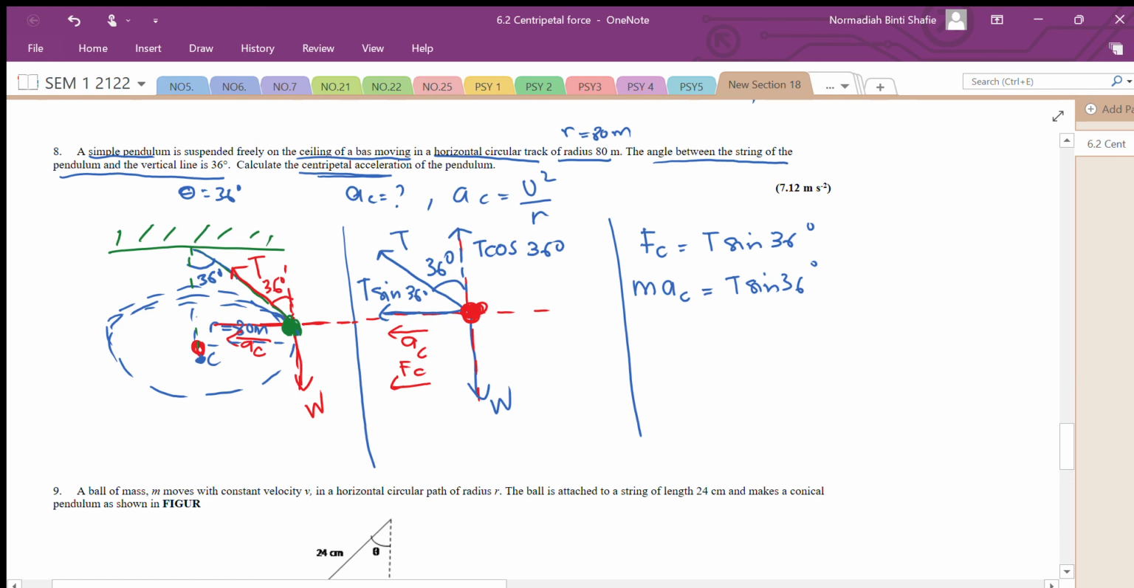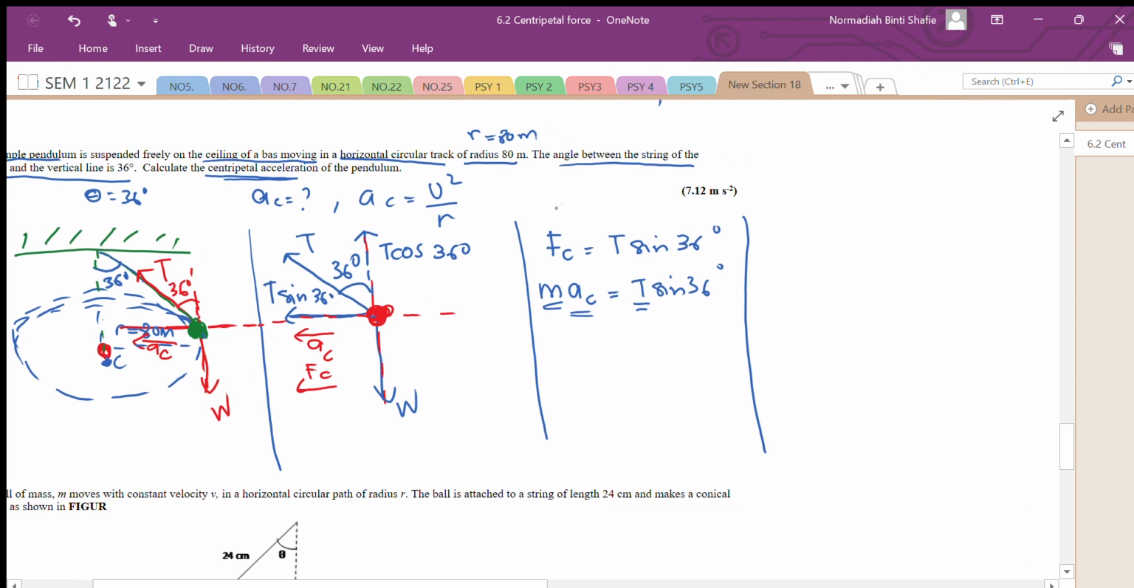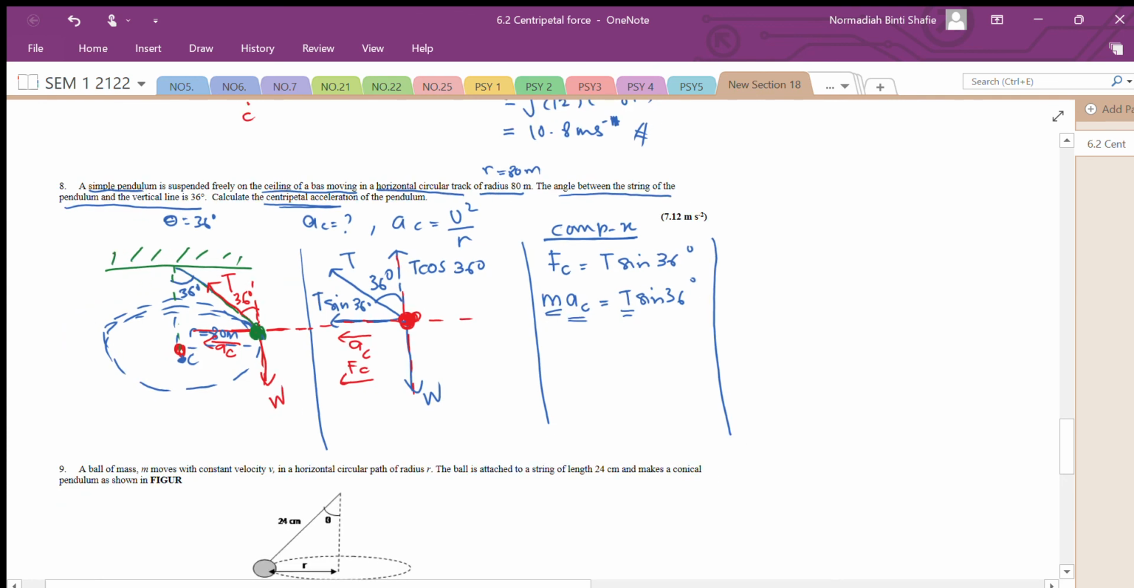Alright. So, in this case, kita ada T. Kita tak tahu T dan juga kita tak tahu mass kan. Mass dengan T. Kemudian AC pun tak tahu. So, tak bolehlah cari terus. Jadi, apa yang perlu kita buat di sini, kita perlu menggunakan dua persamaan. So, ini adalah persamaan bagi komponen X. Okay, komponen X di mana circular motion kita berlaku pada paksi X.